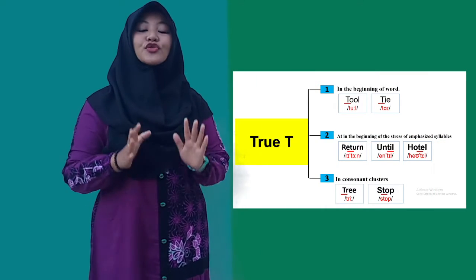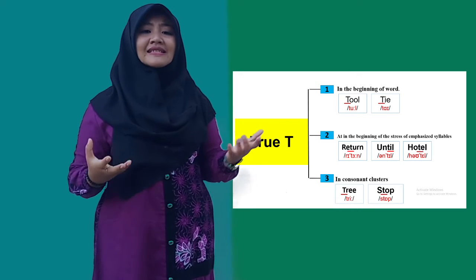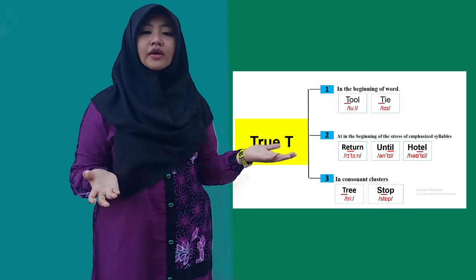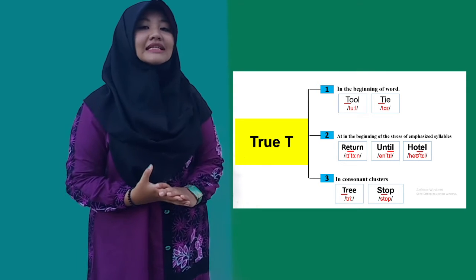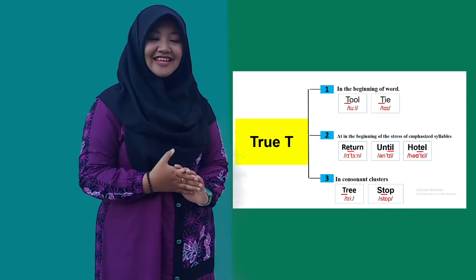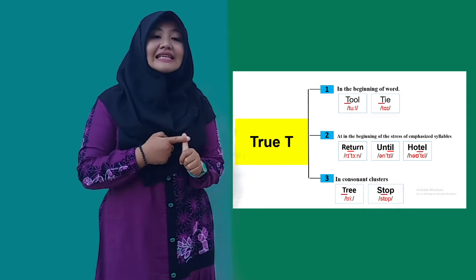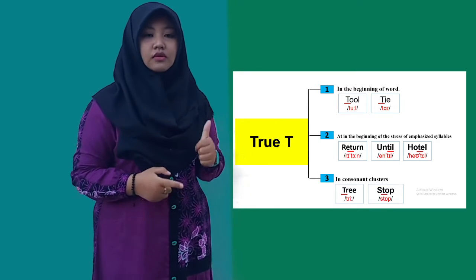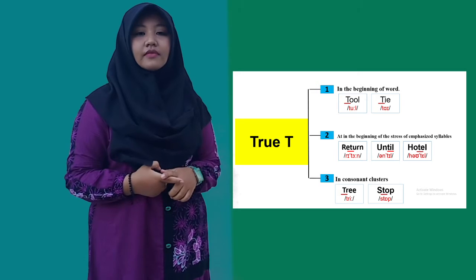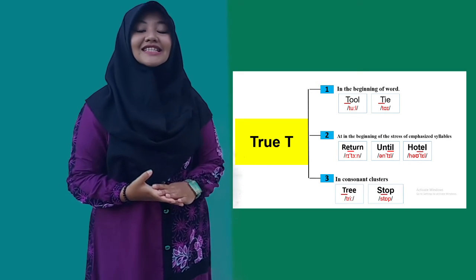For the first type of American T, it is the true T. The true T means we pronounce the T in a common accent like other accents, or we pronounce it clearly or precisely. For example, T, T. Where should we pronounce the true T? If a T happens at the beginning of a word, for example, tool, tool. Another example, we have tie, tie.